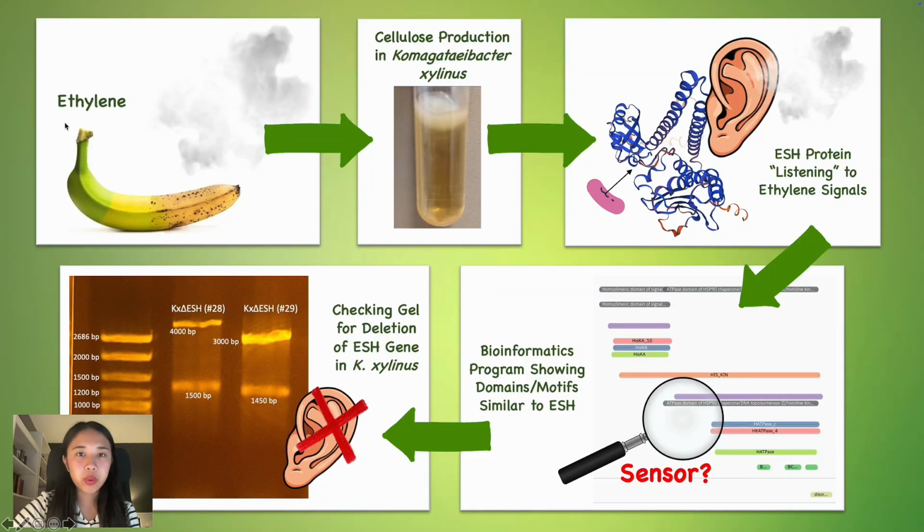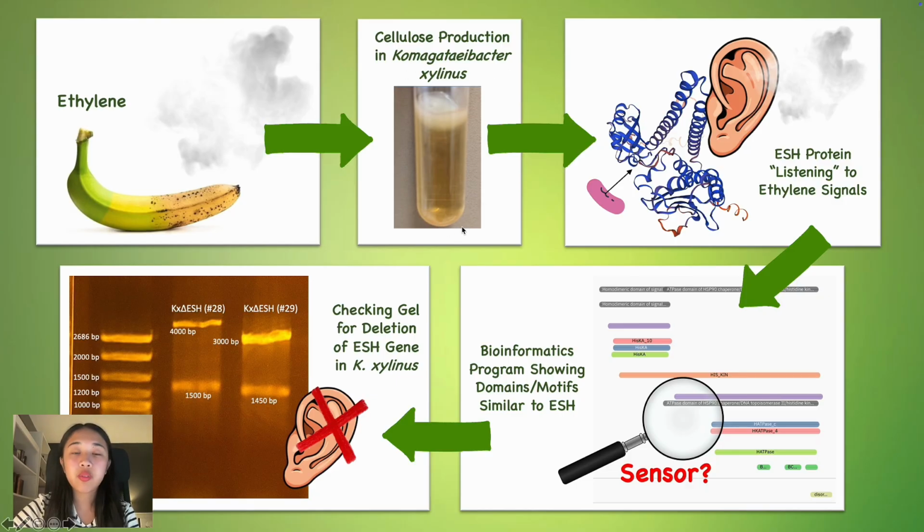Ethylene is best known as the hormone in plants that tells fruit when it's time to ripen. It's what tells a green banana to turn yellow or a tough avocado to soften. In plants, the effects of ethylene have been observed for decades, but little is known about the effects of ethylene on bacteria. In the lab, I worked with a bacteria called Bacter xylanus, or KX for short.